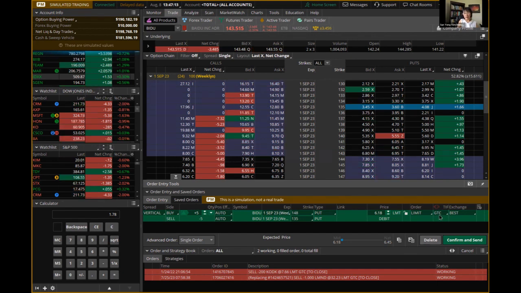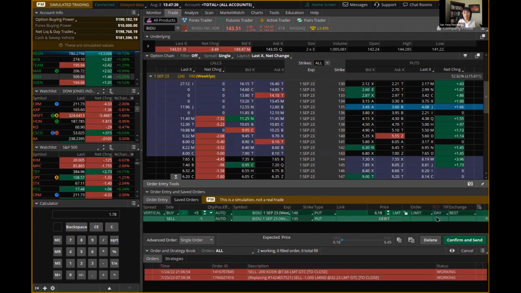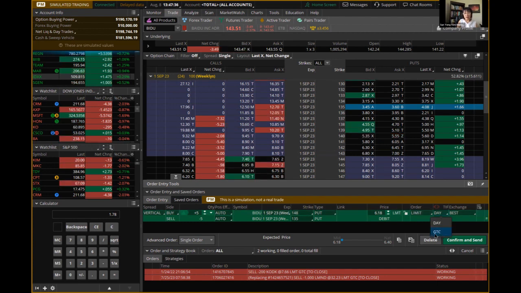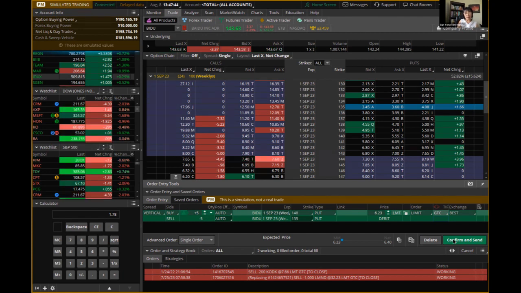All right. Now, the reason I have GTC versus day is because if my trade does not go through when the market closes, this order is going to disappear if it doesn't get filled. Then I have to start all over again, and I want to avoid that. So therefore, I changed that to GTC, which stands for good till cancel. That means you'll stay in that working order until I cancel it. Good till cancel. I cancel it myself.